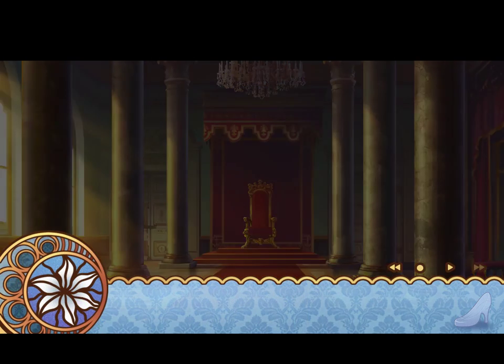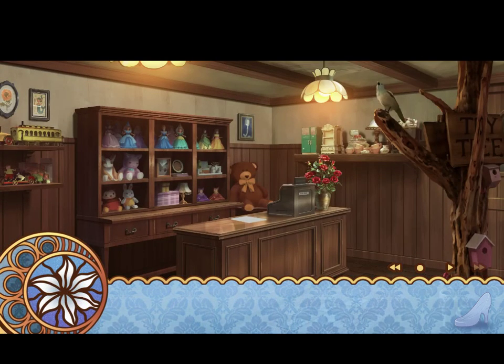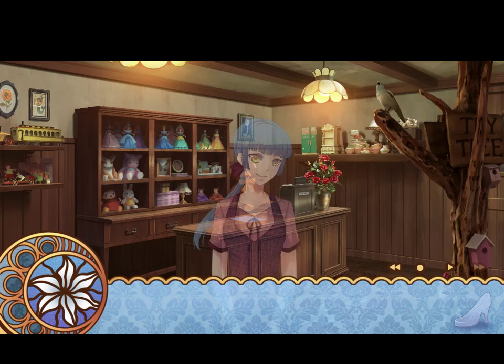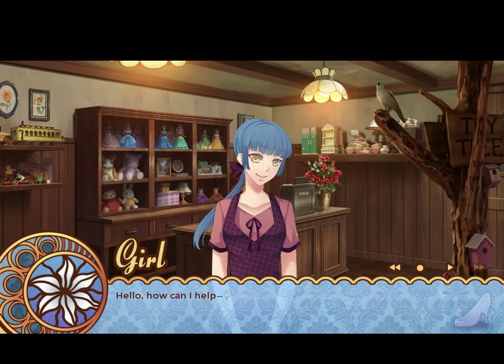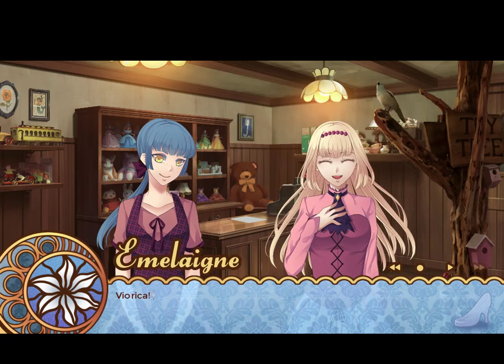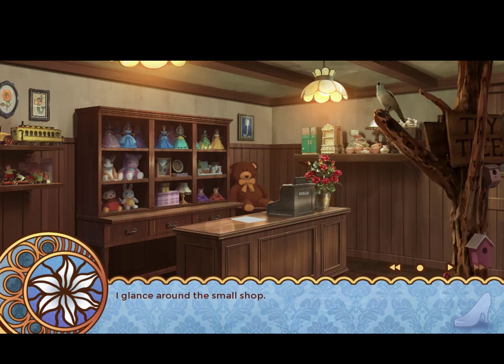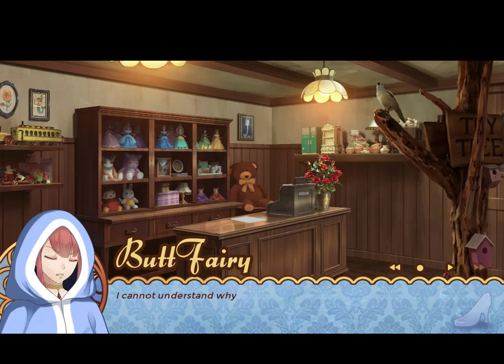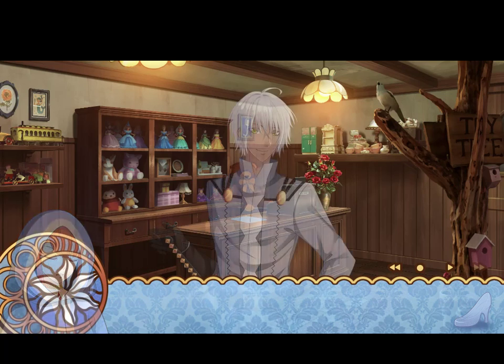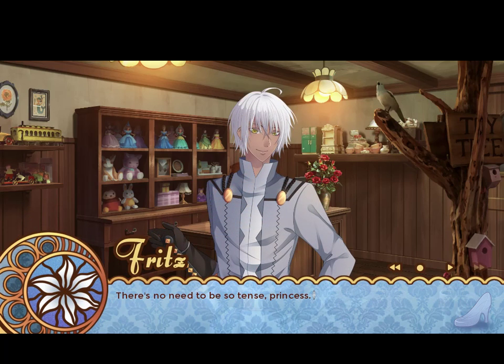Excuse me. Oh, hello. Hello, how can I help? Victoria! Emmeline! Princess Emmeline. How good to see you. Emmeline, ignoring her, embraces her friend. Glance around the small shop. The dolls displayed are nowhere near the quality of the ones in my room. Cannot understand why Emmeline insisted she buy gifts for her friends here. Cannot believe I'm outside the palace. Oh god.